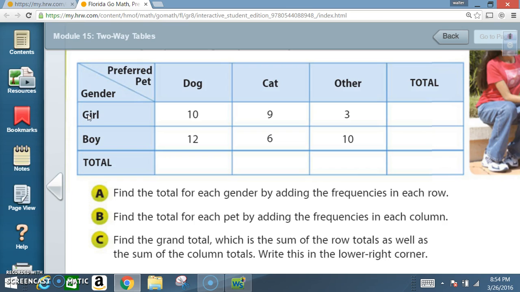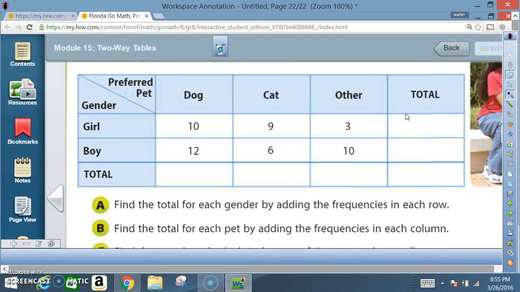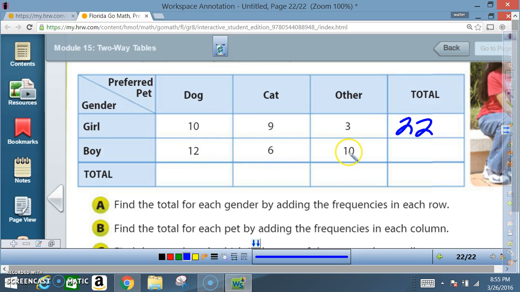A, find the total for each gender by adding the frequencies in each row. All right, now make sure this is in your notes as we go along. So they said row. Row goes across. So 10 plus 9 plus 3. 9 plus 3 is 12. So 12 plus 10 is 22. All right, let's go across here. I have 12 plus 6 is 18. 18 plus 10 will give me 28. So there you should have 28.